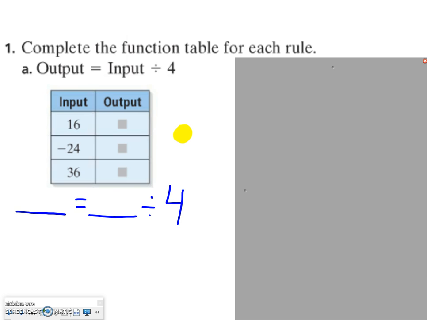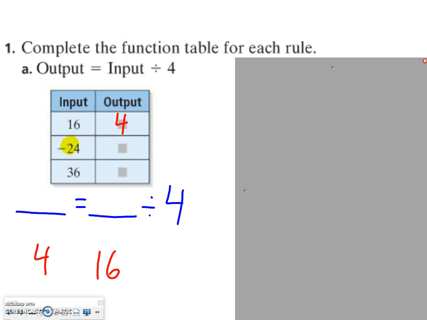Now that you have had a chance to copy down the input-output machine, it looks to me right here that we are inputting a 16. If we input the 16, you should know that 16 divided by 4 is 4. Therefore, the output value that you can now write into your table is 4.